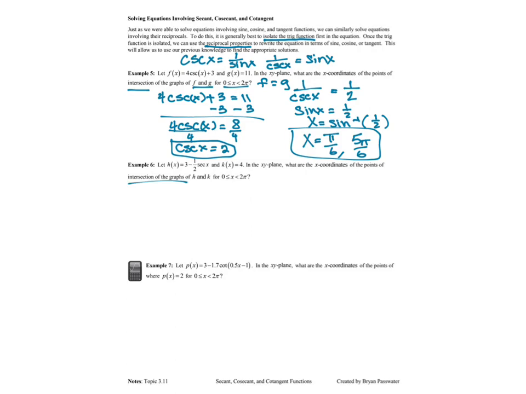Points of intersection. So again, we're going to set h of x equal to k of x.